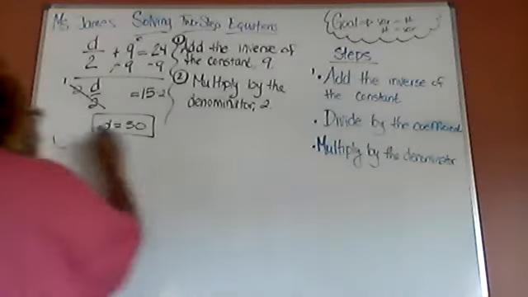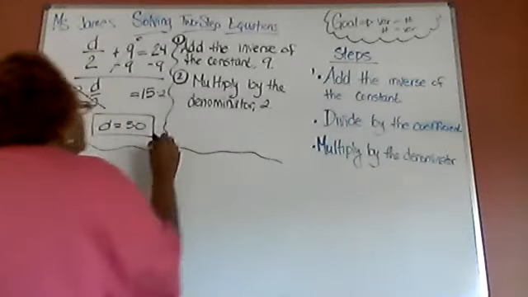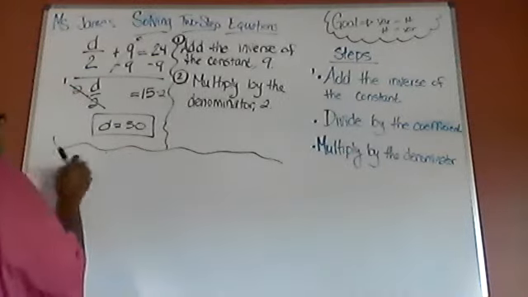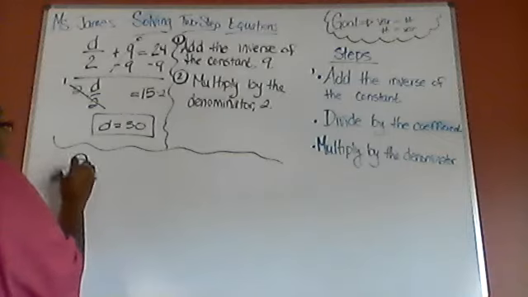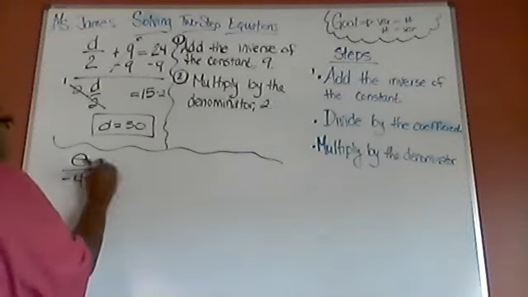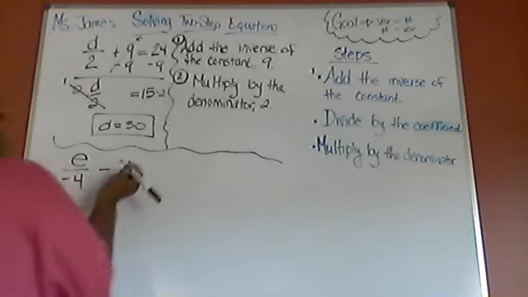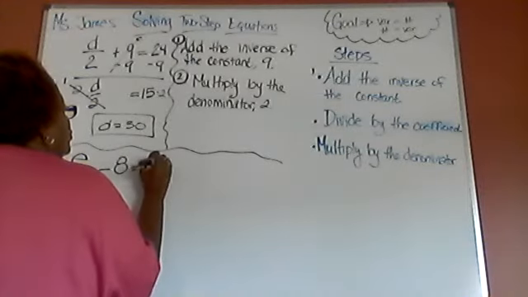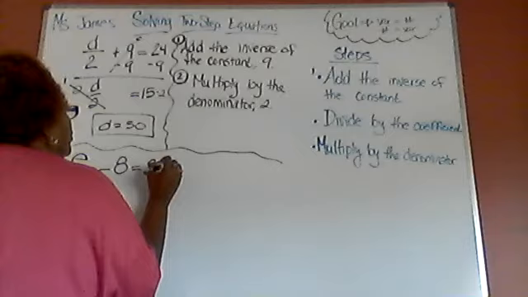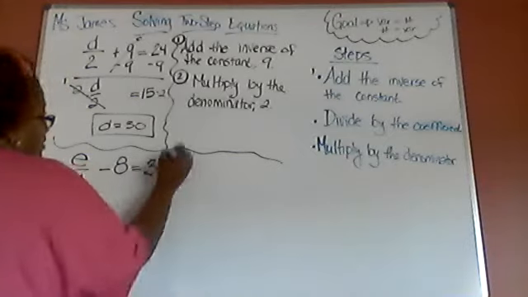All right, one more problem. Let's look at E divided by negative 4 minus 8 is equal to 36. Let's go with that.